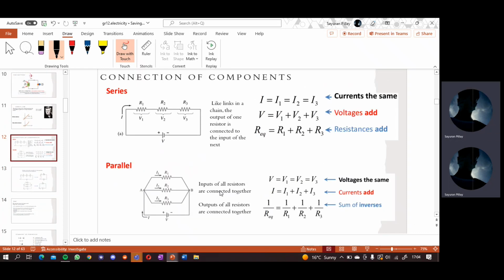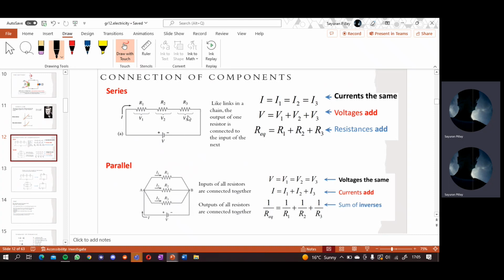Right, so connection of components, as you can see. You have a circuit that's in series, where one component is connected after the other. There's no separation, there's no splitting. Current does not split. Okay, and you see the explanation I put there.